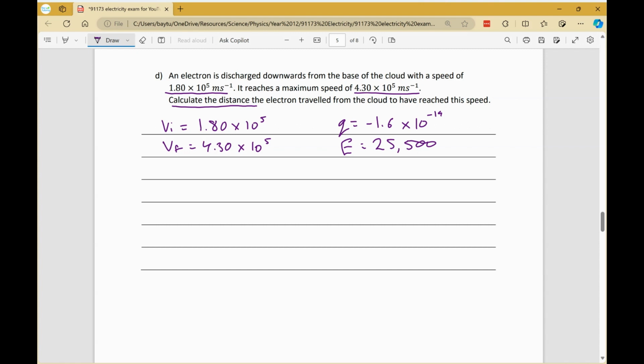So this is all about energy. If the electron is accelerating, then it's gaining kinetic energy, because kinetic energy is half times mass times speed squared. So we need to know the mass. Now, we were given that right at the beginning. The mass of the electron is 9.11 times 10 to the power of negative 31 kilograms.